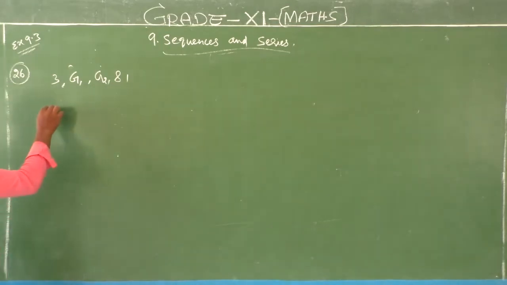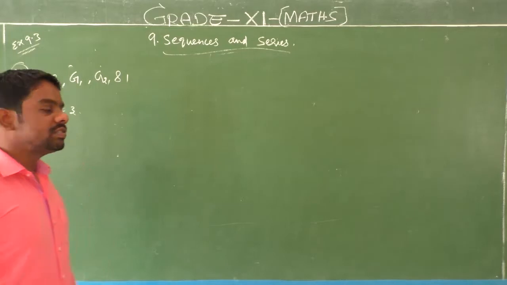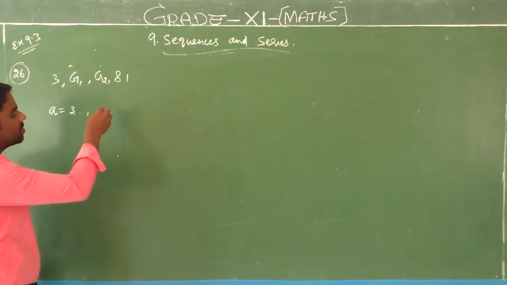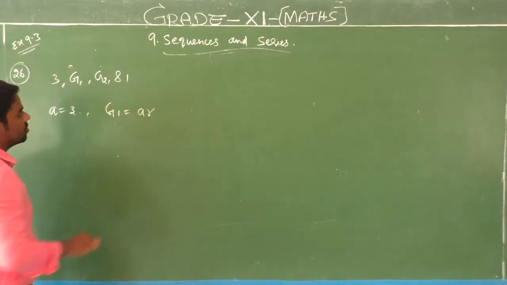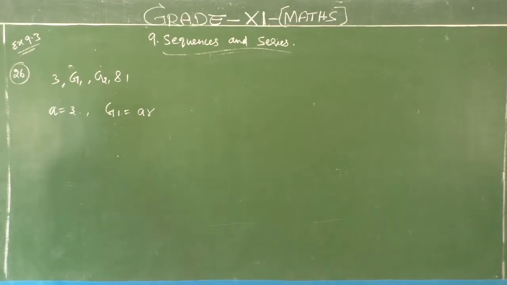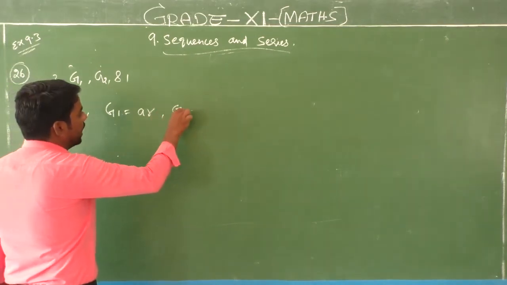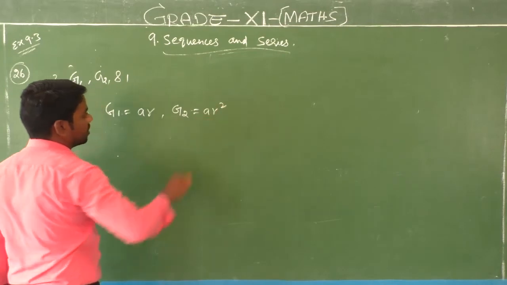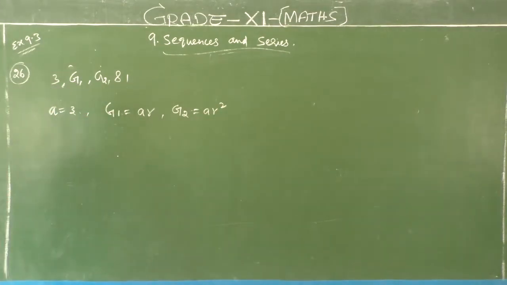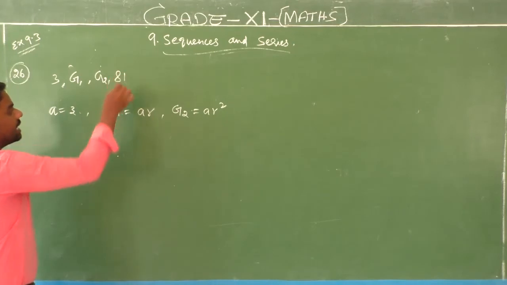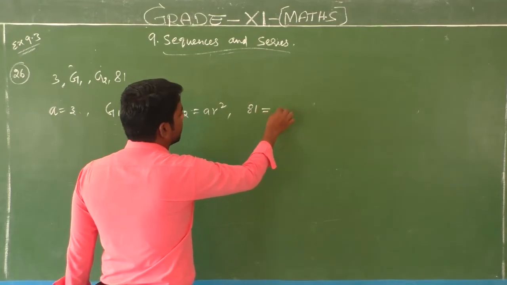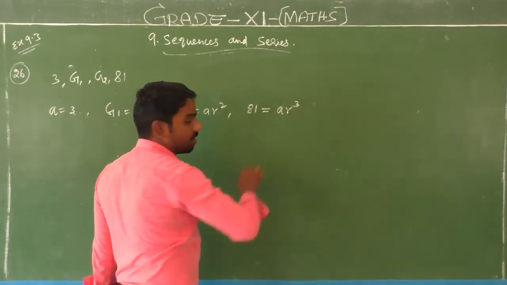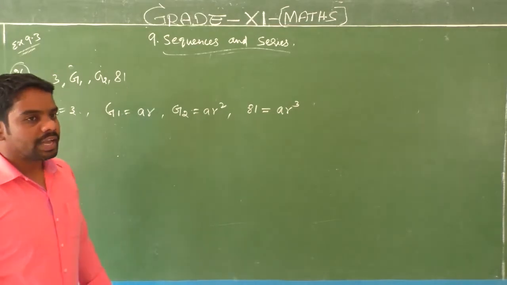Here the first element is a equal to 3, and the second element G1 is equal to ar. The third element G2 is equal to ar square, and the fourth element, 81, is ar power 3. Okay? Right.